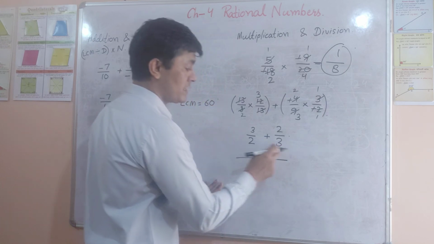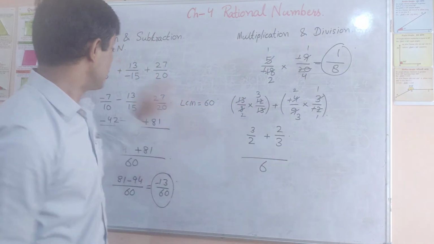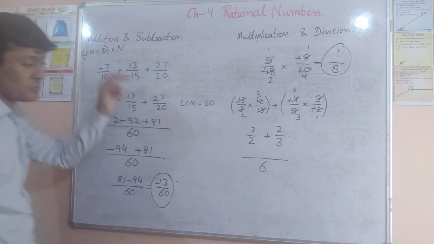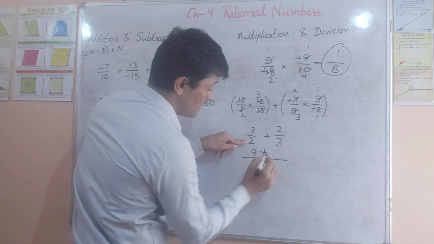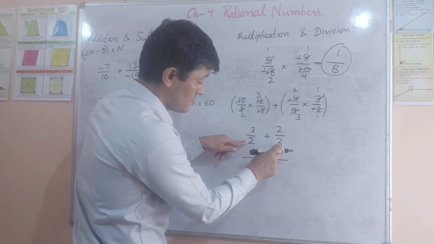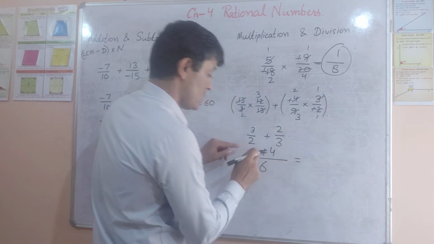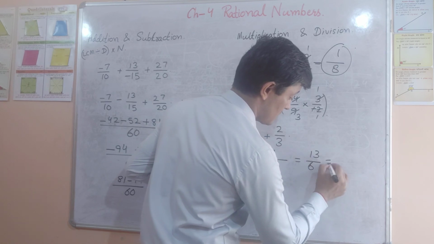Now simply you have to take the LCM. 3 and 2, the LCM will be 6. Once again use this formula, the same one. LCM divided by denominator multiplied by numerator. 6 divided by 2, 3. 3 3s are 9, plus 6 divided by 3, 2. 2 2s are 4. 9 plus 4, 13 upon 6.